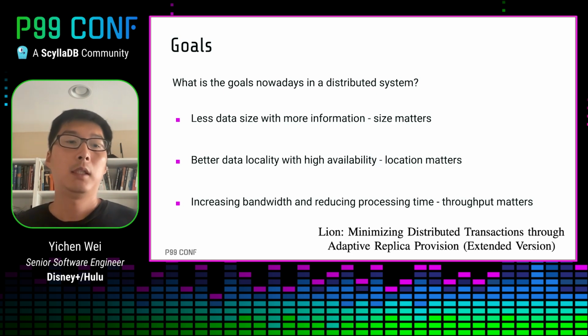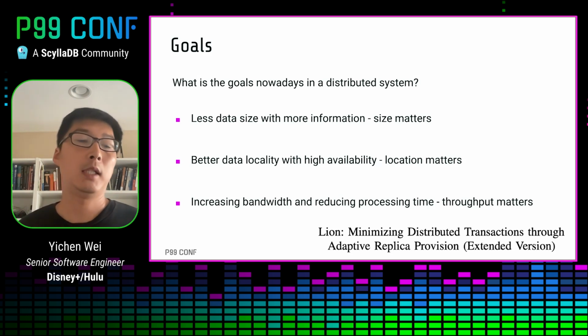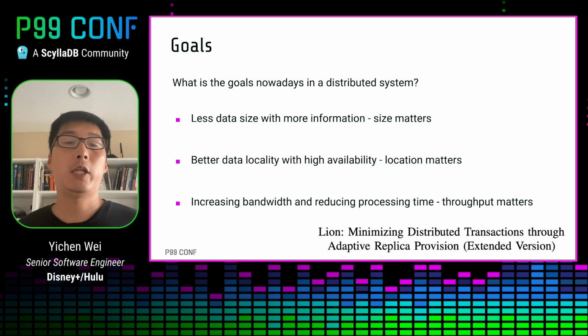Second is that data locality matters. We want to reduce the communication between different nodes, even different regions, so that we can increase the locality for the data. And also, it can totally avoid some data communication.